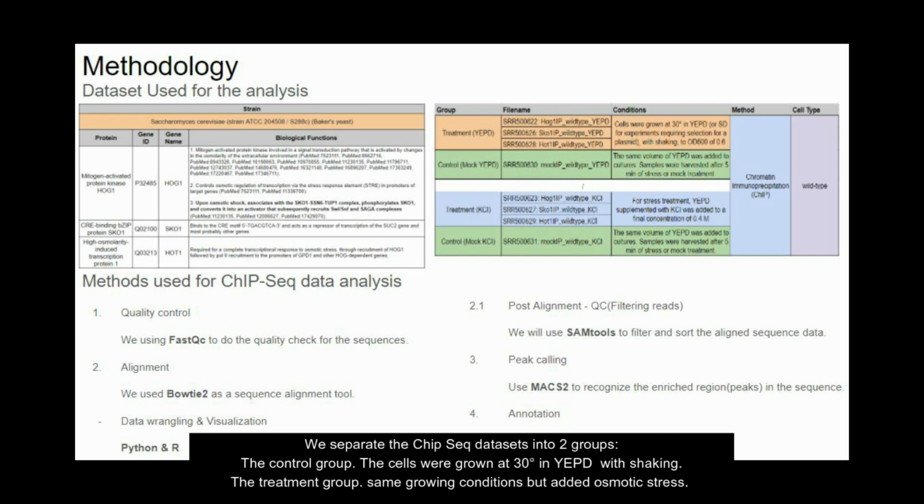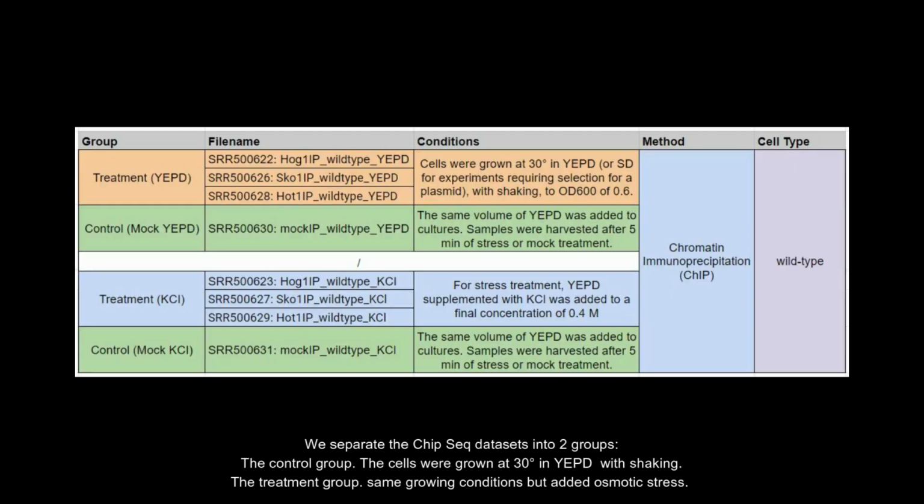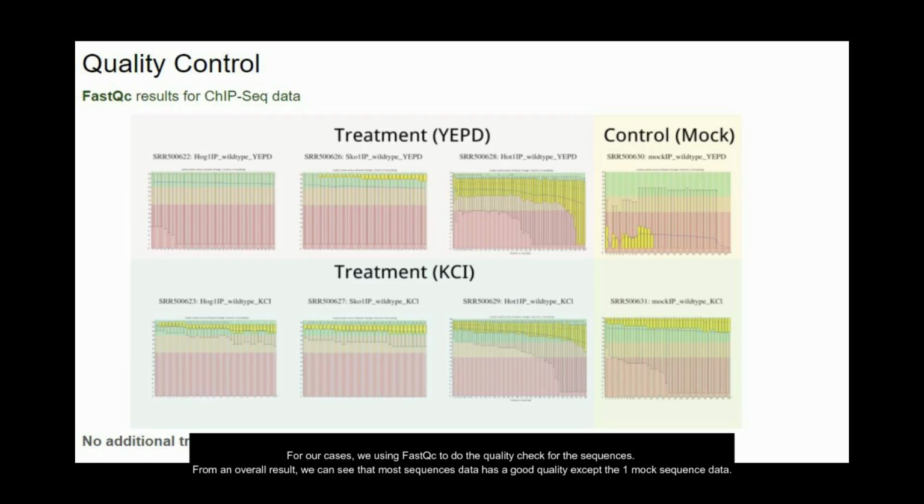We separate the ChIP-seq dataset into two groups. In the control group, the cells were grown at 30 degrees in YEPD with shaking. The treatment group had the same growing conditions but with added osmotic stress. For our case, we're using FastQC to do the quality check for the sequences. From the overall result, we can see that most sequence data has good quality, except one mock sequence data.